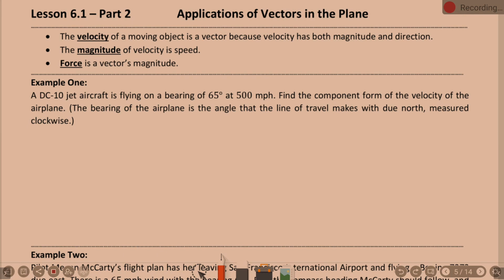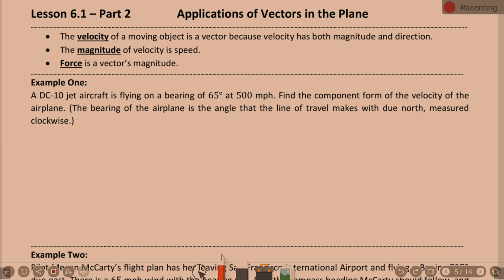A DC-10 jet aircraft is flying on a bearing of 65 degrees at 500 miles per hour. Find the component form of the velocity of the airplane. Now, there's a definition there. We've talked about this before, but the bearing of the airplane is the angle that the line of travel makes with due north measured clockwise. So when we talk about that jet aircraft having a bearing of 65 degrees, we're not going from our traditional 0 that is over at 3 o'clock. We're going from north, with north being up. Yes?